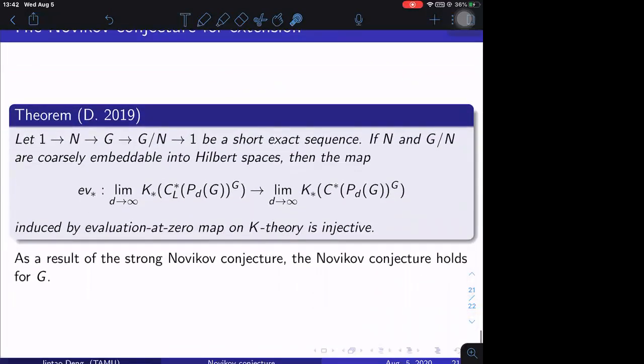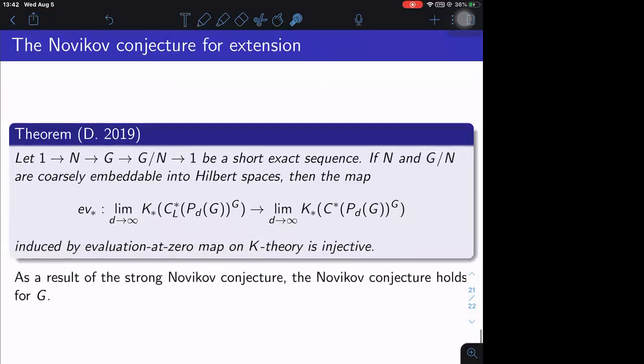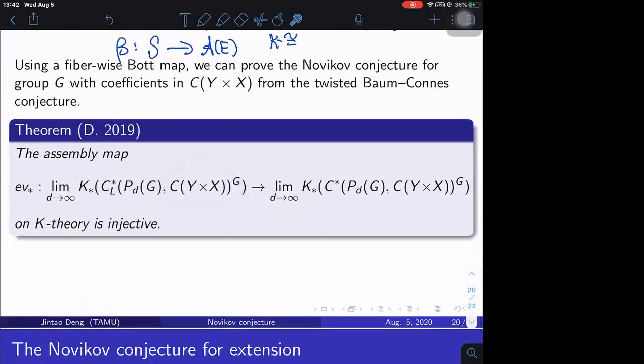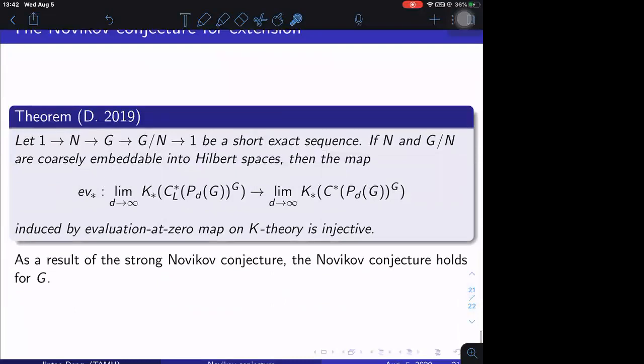And also by a descent principle, then we can drop this coefficient, and we will get the strong Novikov conjecture for the extension G.